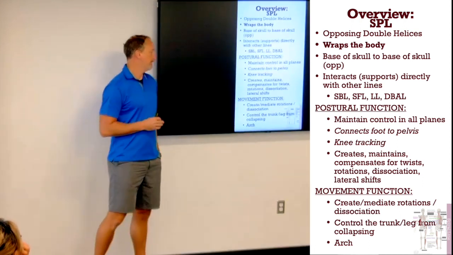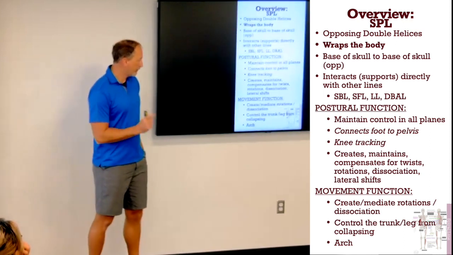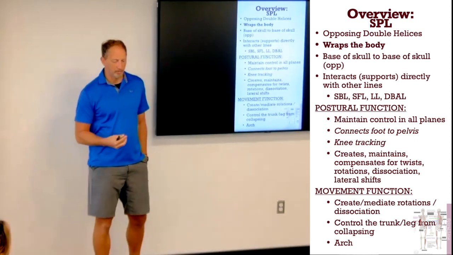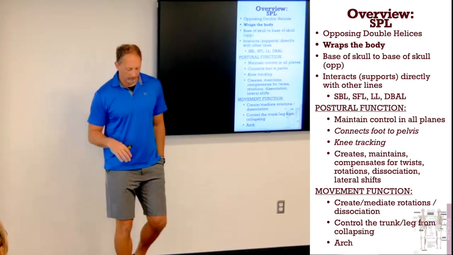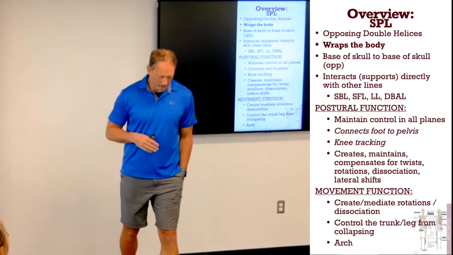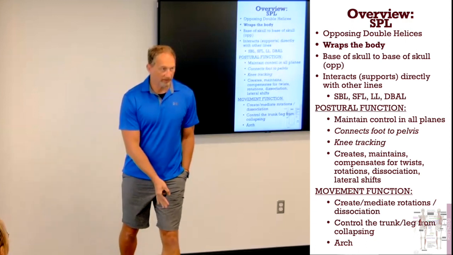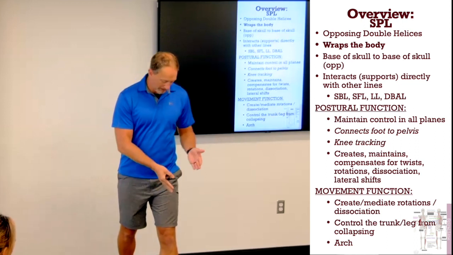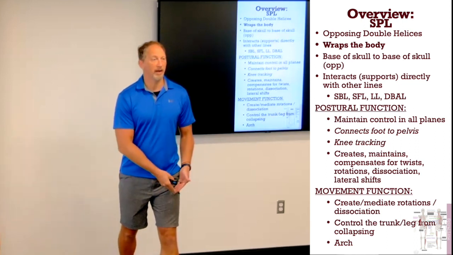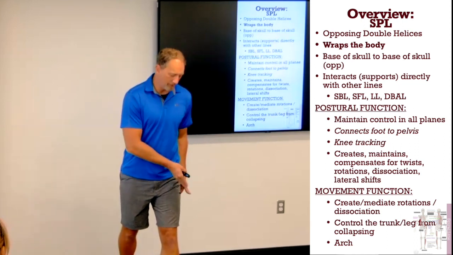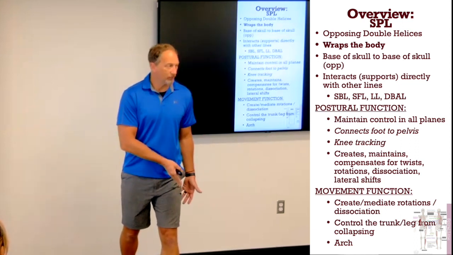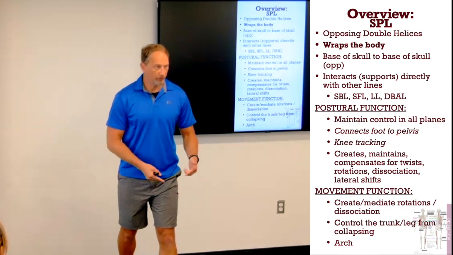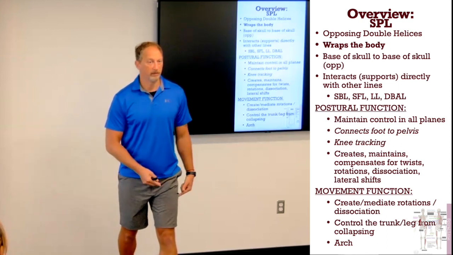Creates rotation, creates dissociation. It controls the trunk and the leg, and it helps to prevent us from collapsing down. So every time we're walking, if we think about when we take a step down, all the forces are coming in this way. As soon as I'm in single leg stance, my left superficial back line, my left superficial front line, and my left lateral line kind of work to control this, but they control it in a very linear manner.